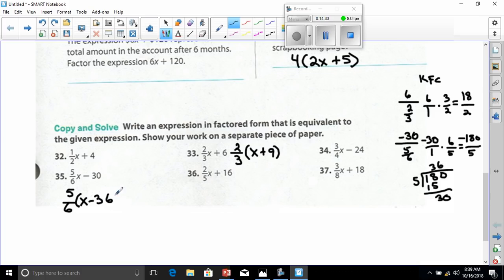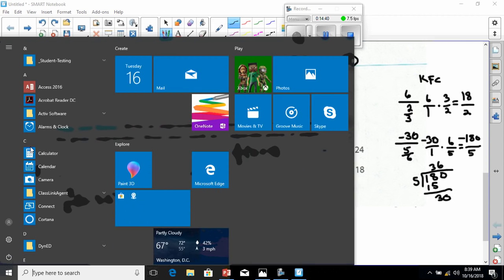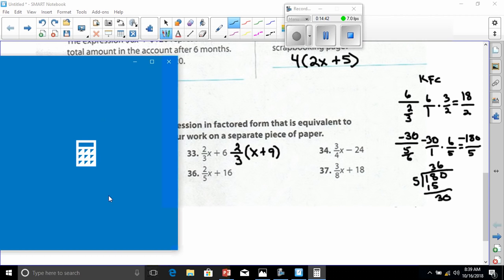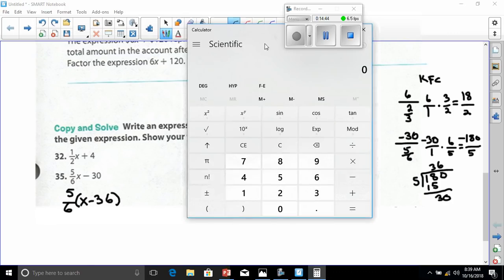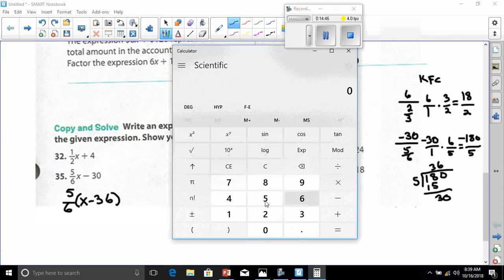And let's see if that's true, shall we? 5 times 36 divided by 6. Okay. I'll use my calculator this time. 5 times 36 divided by 6 gives us 30, and that's what we wanted.